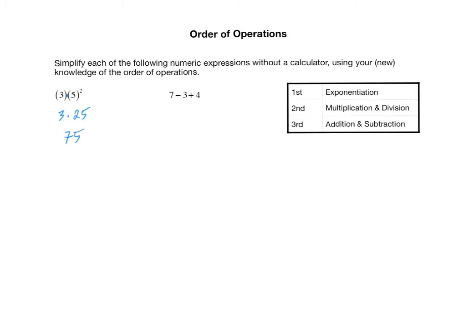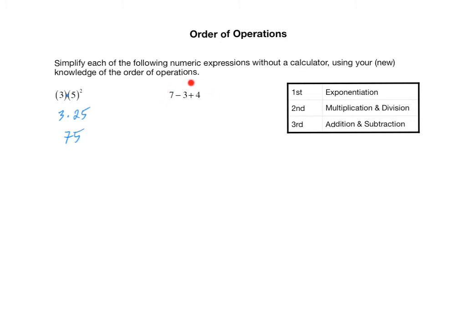For any of you that may have gotten 225, ultimately, you did the 3 times 5 first, giving you 15, and then 15 squared is 225. But again, there is no operation inside of the parentheses. In this case, parentheses are being used to represent multiplication.